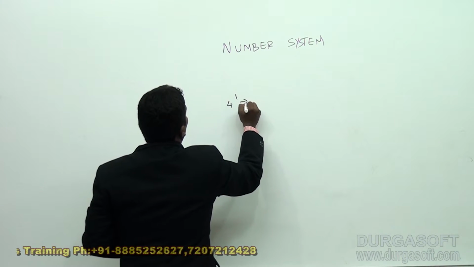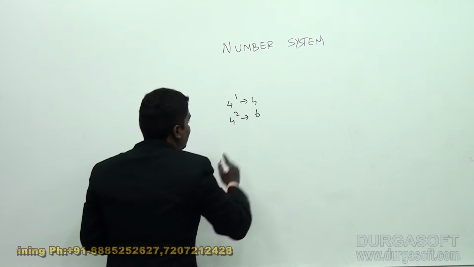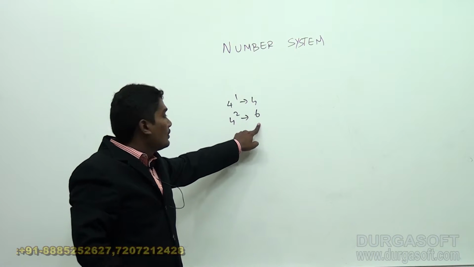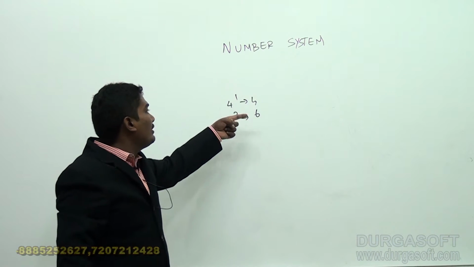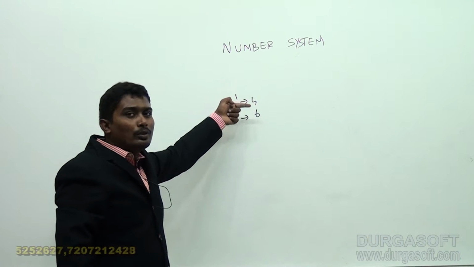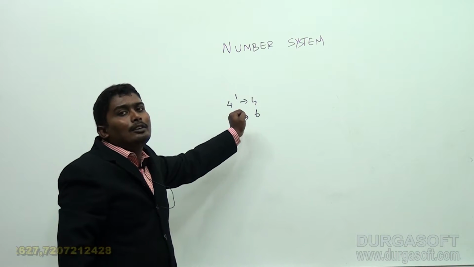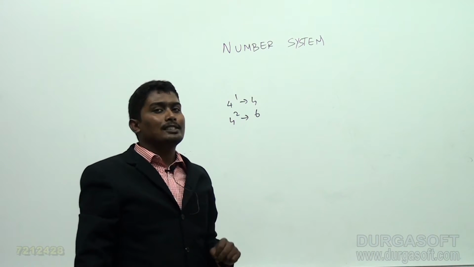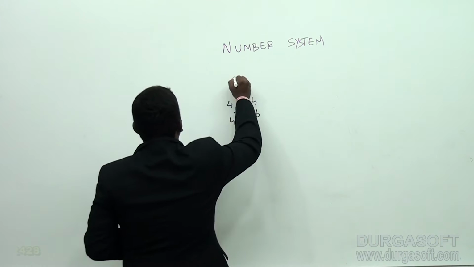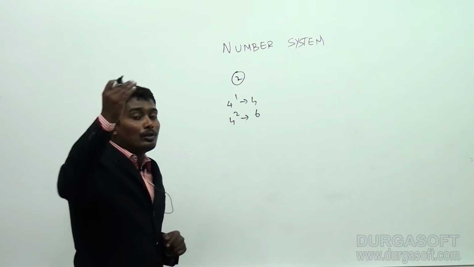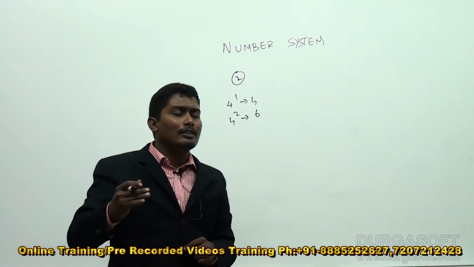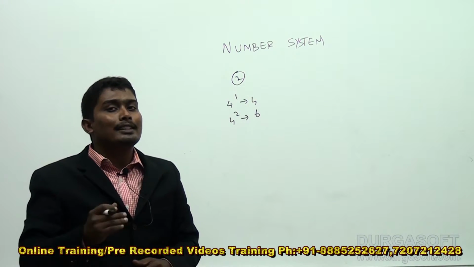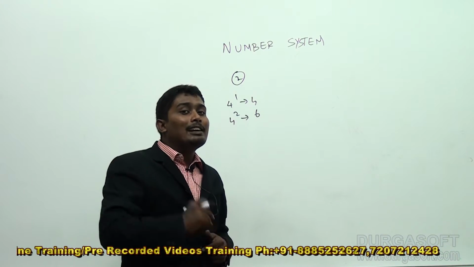So 4 power 1 is 4. 4 square is 16, 6. 4 cube is 64, 4. 4 power 4 is 256, 6 again. 4 power 5 is 1024, again 4. 4 power 6 will be 4096, again it will end with 6. This way only 2 numbers will repeat, 4 and 6, and nothing else. So the power cycle of 4 is 2. In the previous case the power cycle was 4. So whatever power we are getting, we will divide it by 4 and check the remainder. In this case I will divide by 2 and check the remainder.